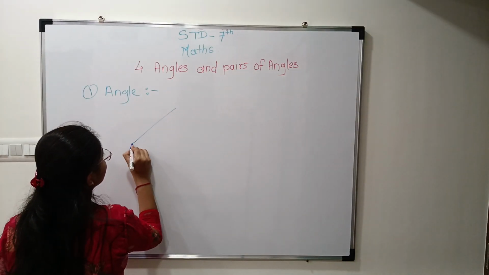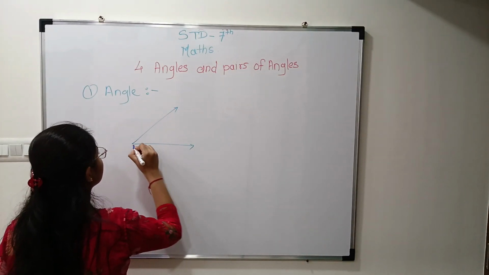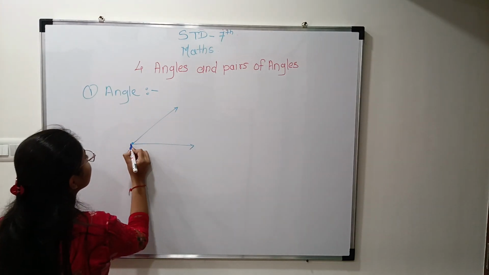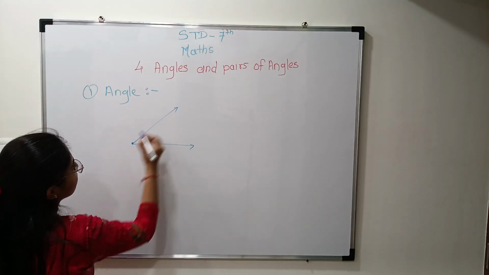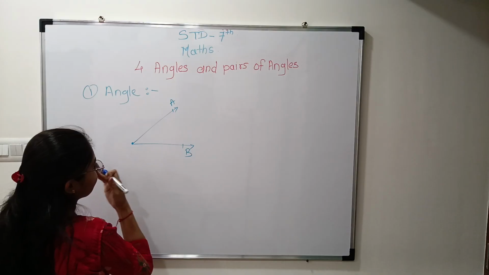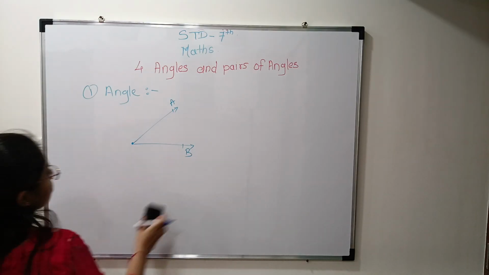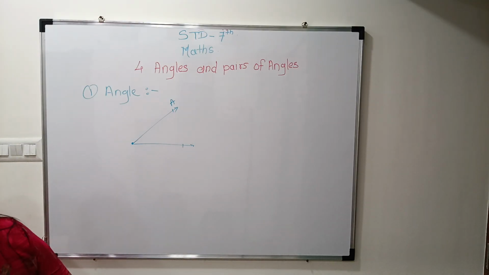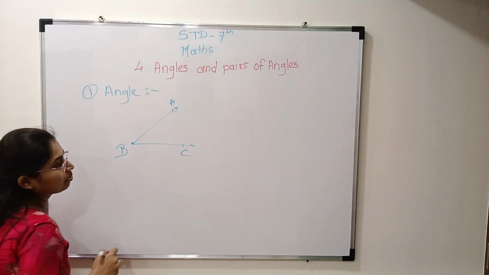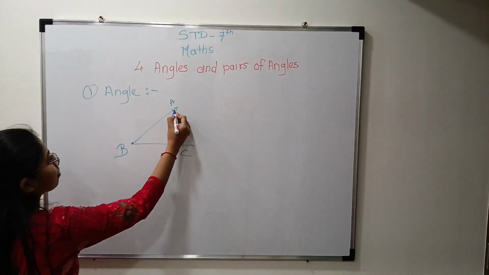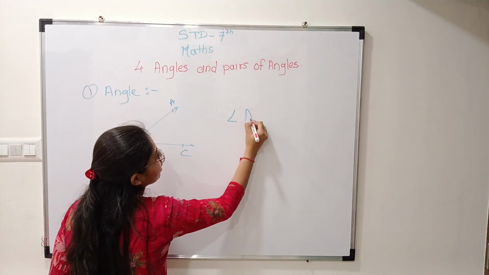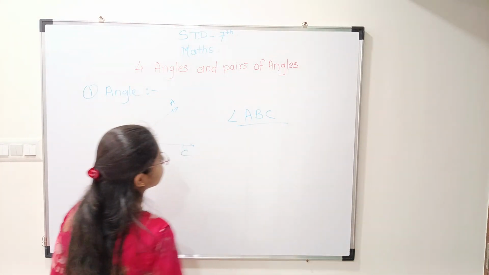See, these are two rays. Angle is formed by two rays with a common end point. See here, these are two rays A and C, and here is a common end point B. So angle is formed by two rays with a common end point. This is angle ABC.